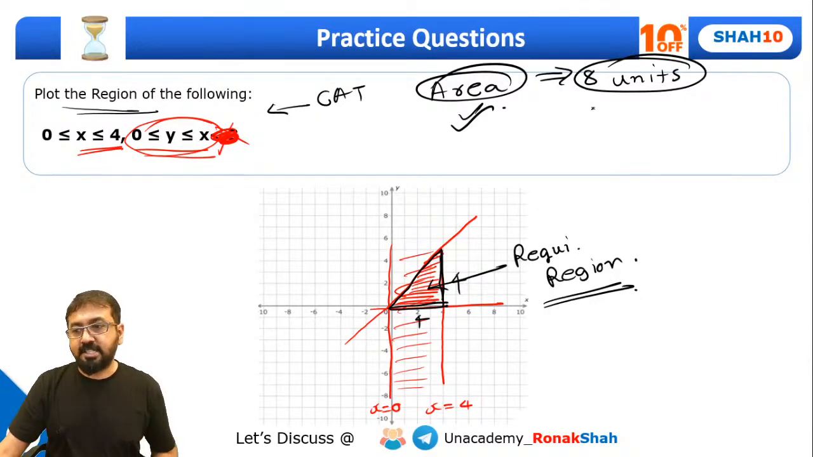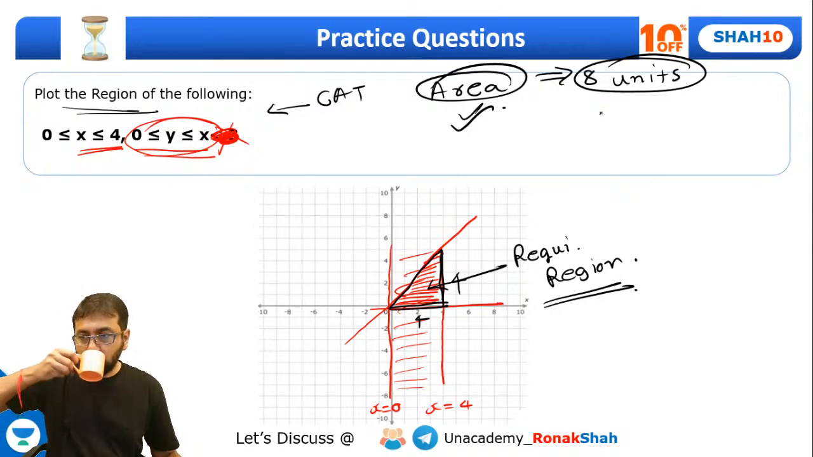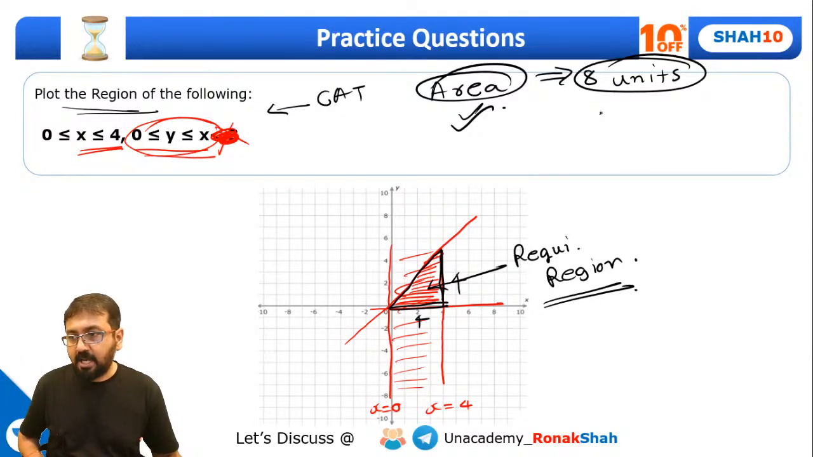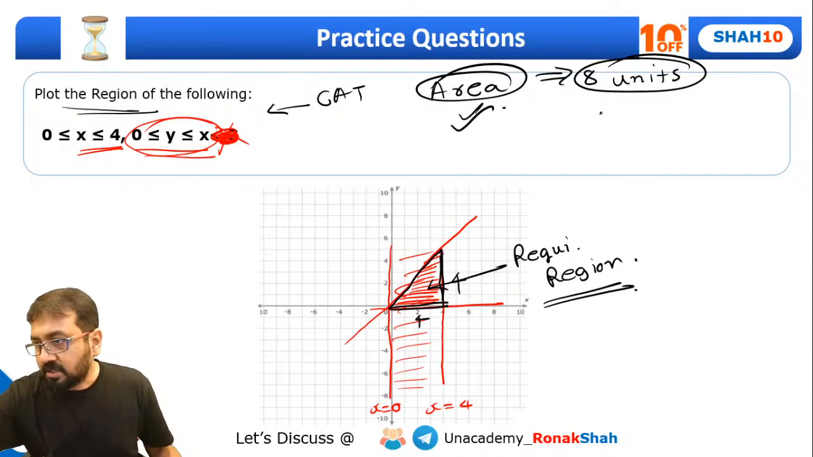The area will be 8 units. Do you all agree with this, guys? Yes, Kush, Rushi, Robin, Saurav, Megha, and all others.